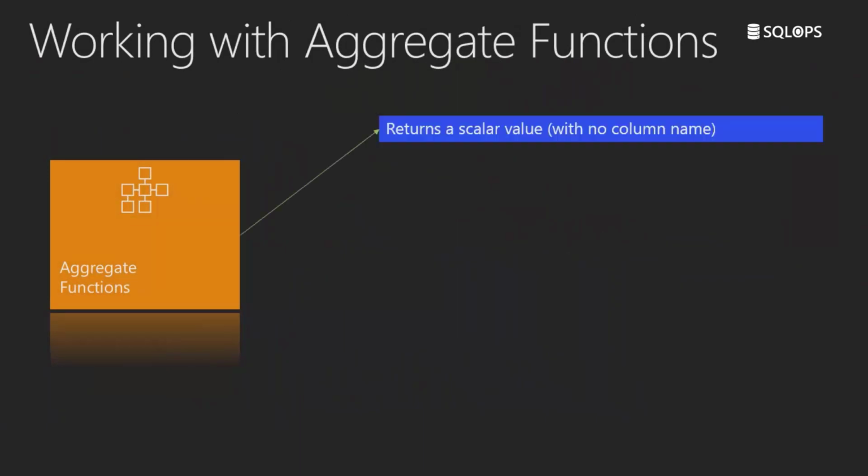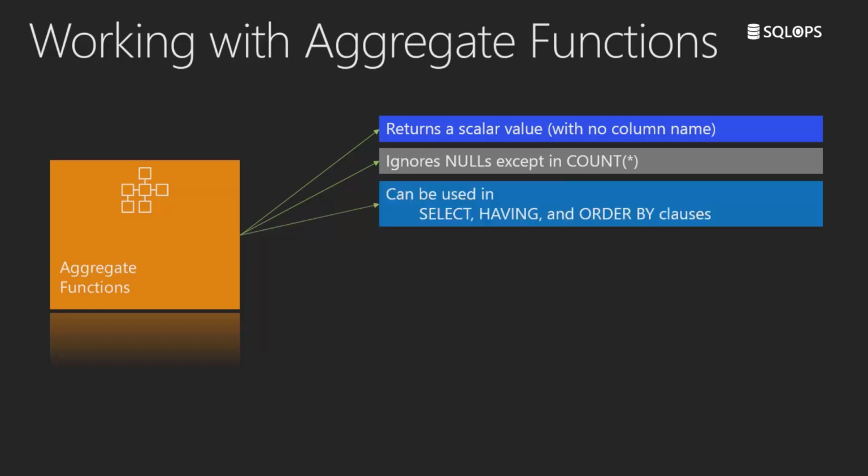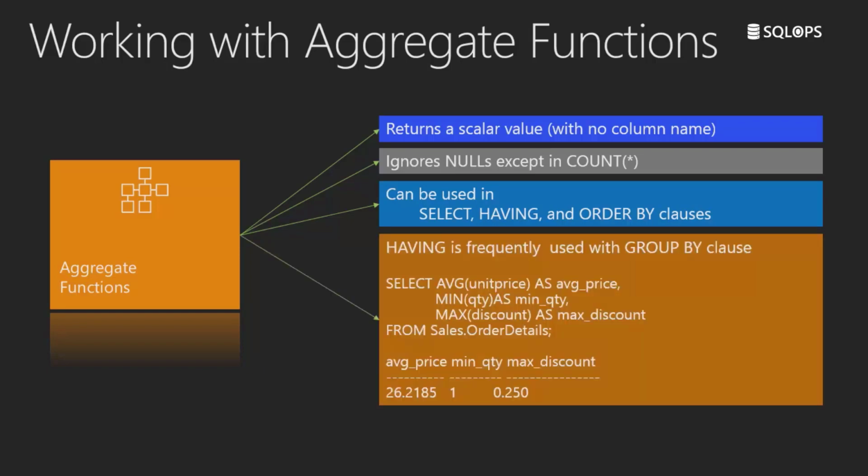Aggregate functions return a single scalar value, and when they are used in a select list, they do not generate a column alias. So when you use the aggregate function, you need to use the as clause to provide a name to the resulting column. Aggregate functions ignore nulls, except when using the count function. And they can be used in the select statements where a single expression is used, like the select, having, and order by clauses. Aggregate functions in the select clause operate on all rows passed to the select phase.